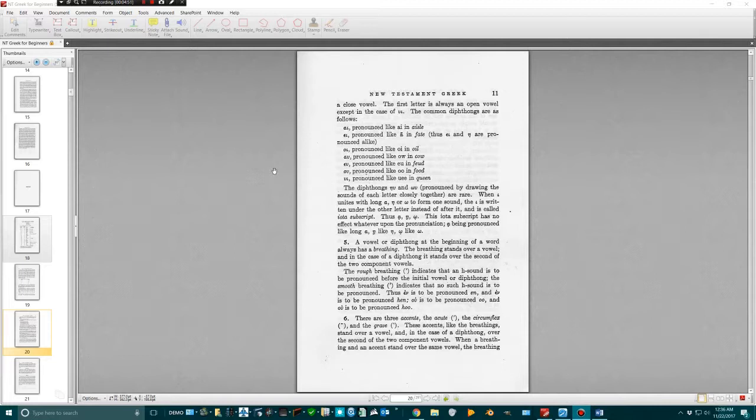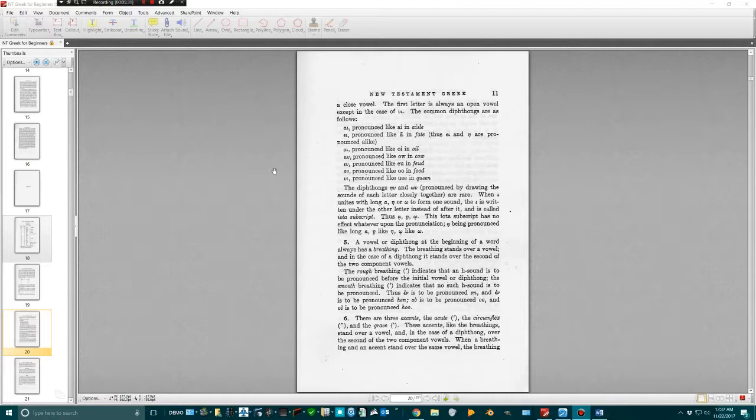Yeah, rarely. I think in the mechanics of words, you're going to stumble across an oddball once in a while, but I wouldn't lose sleep on it. Diphthongs are pronounced by drawing the sounds of each letter closely together. They create a single sound with the two vowels. When an iota unites with a long alpha, eta, or omega to form one sound, the iota is written under the other letter instead of after it, and it's called an iota subscript.